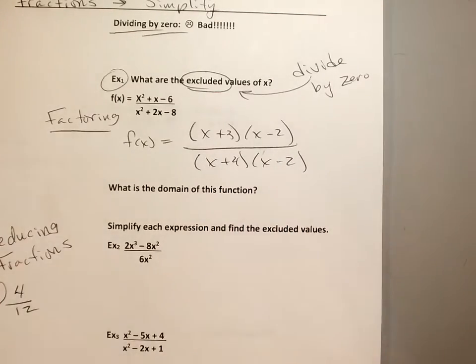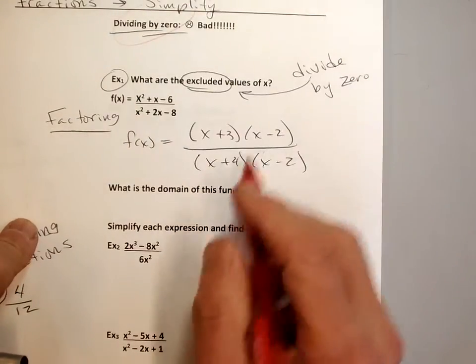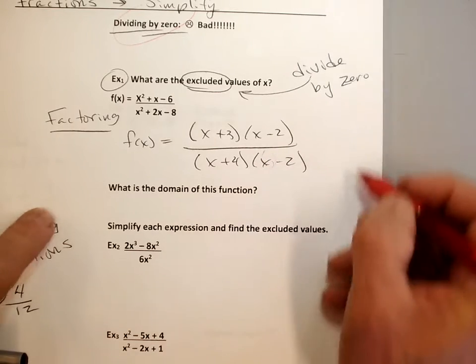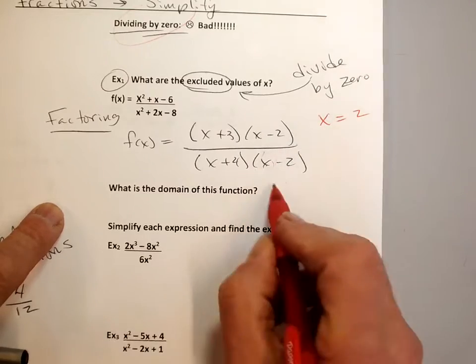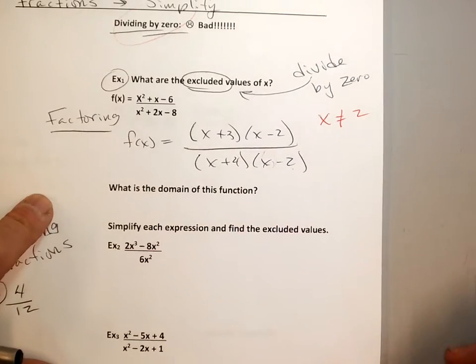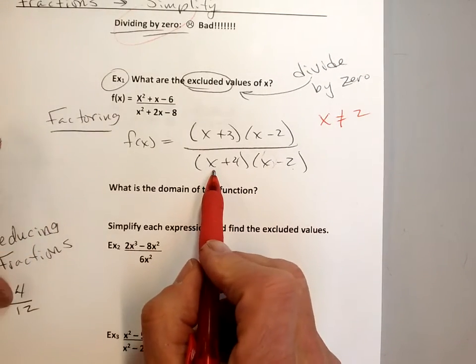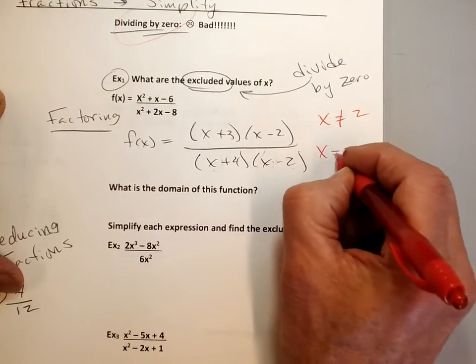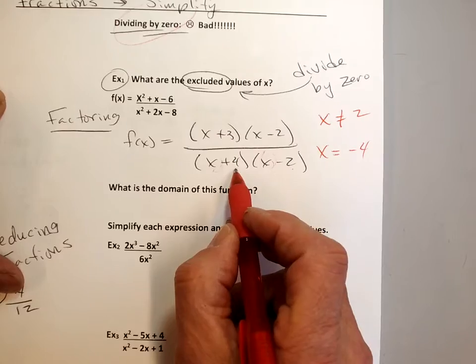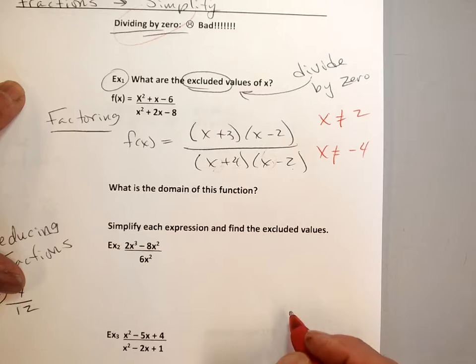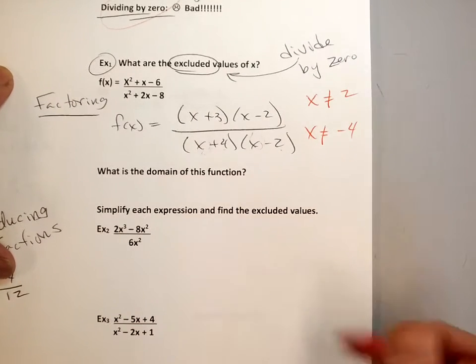So here's what we know. Excluded values, okay? Don't divide by 0, right? So right here, if x were 2, we'd be in trouble. If x equaled 2, we'd have 2 minus 2 is 0. We divide by 0, so let's make sure x does not equal 2, okay? And right here, if x is negative 4, we'd have negative 4 plus 4 is 0. Can't happen. We divide by 0. Bad news. So we cannot divide by negative 4, okay? So those are my excluded values.